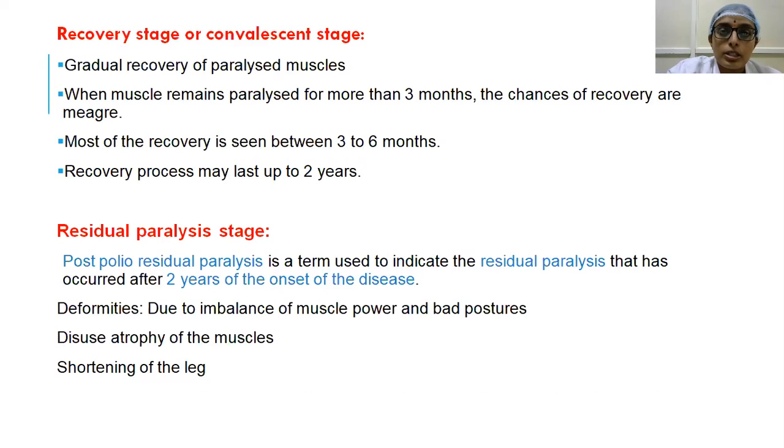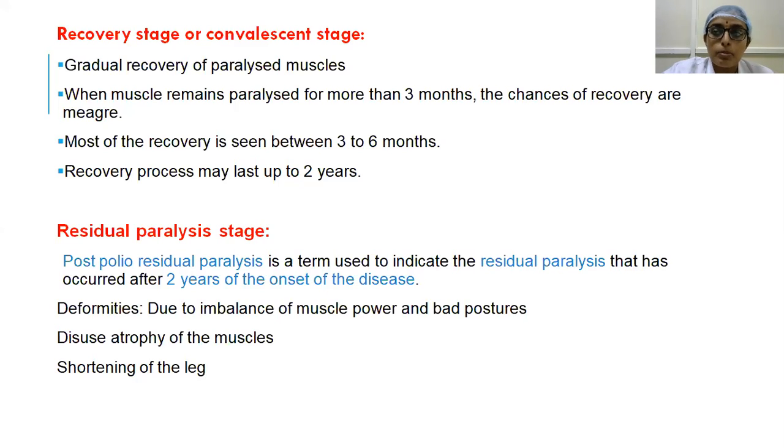And coming to the recovery stage or convalescent stage, once the maximum point of paralysis is reached, then the muscles gradually recover. Usually, if any muscle fails to regain its original power within 3 months, the chances of recovery are meager. Most of the recovery is seen in 3 to 6 months, and this recovery process may last up to 2 years. So that is the recovery stage or convalescent stage.